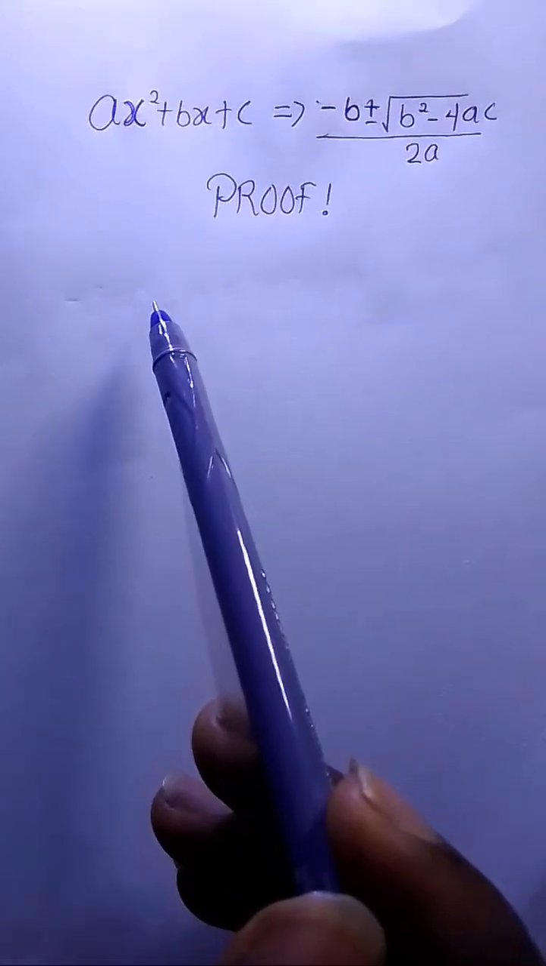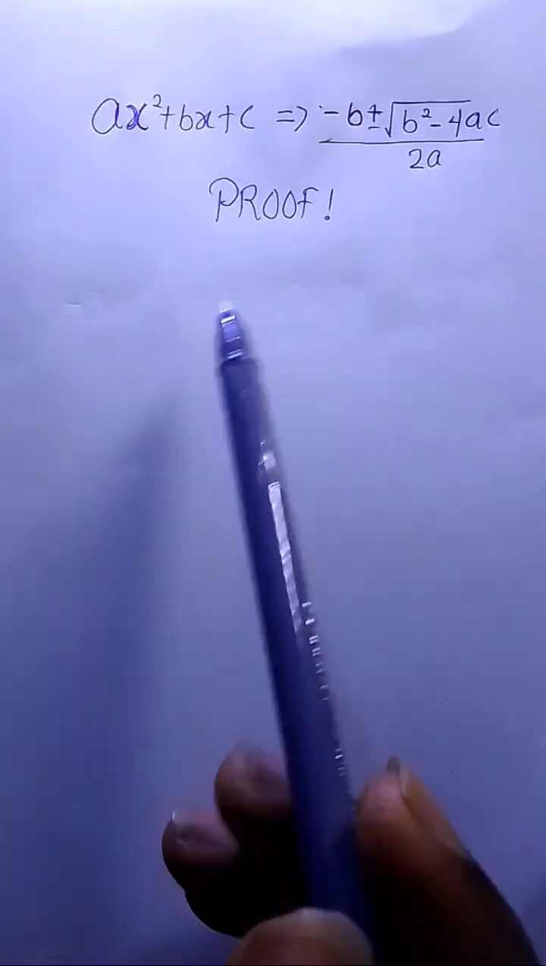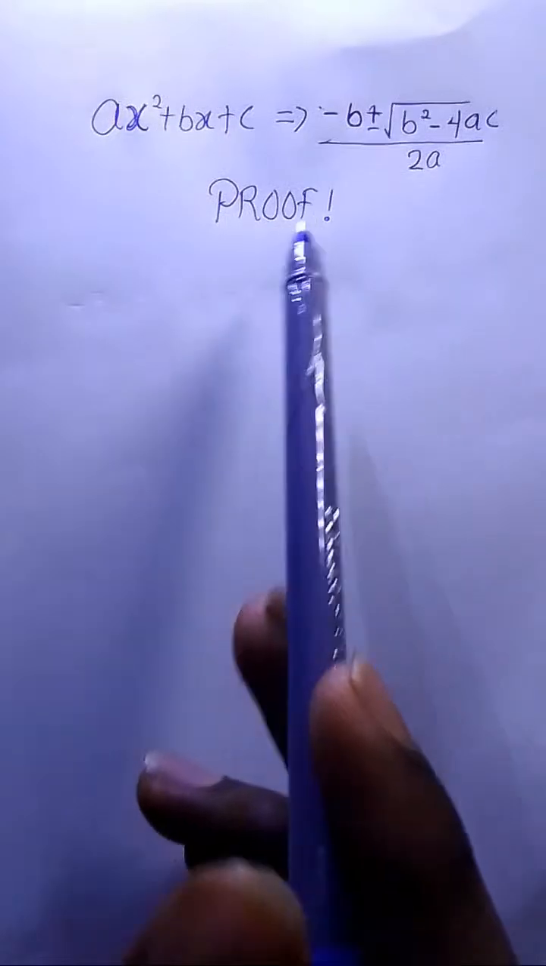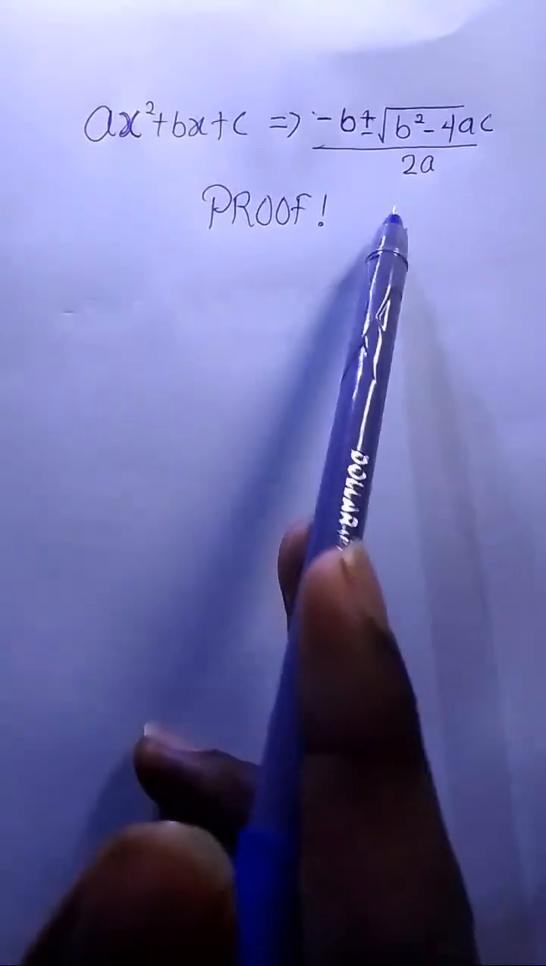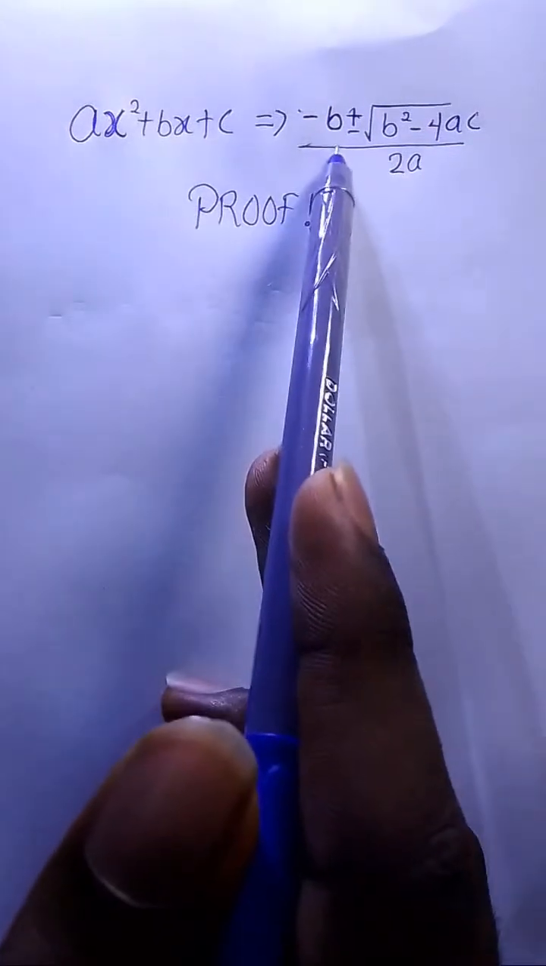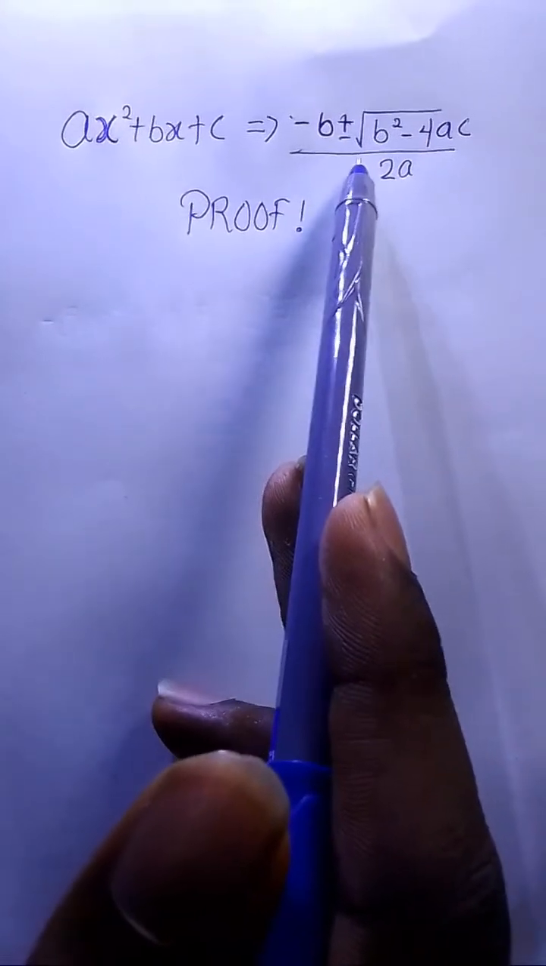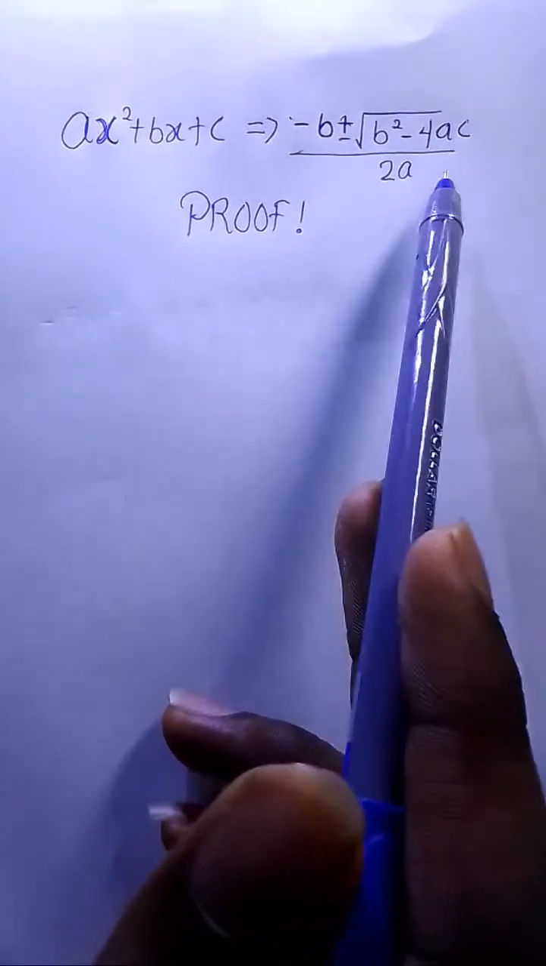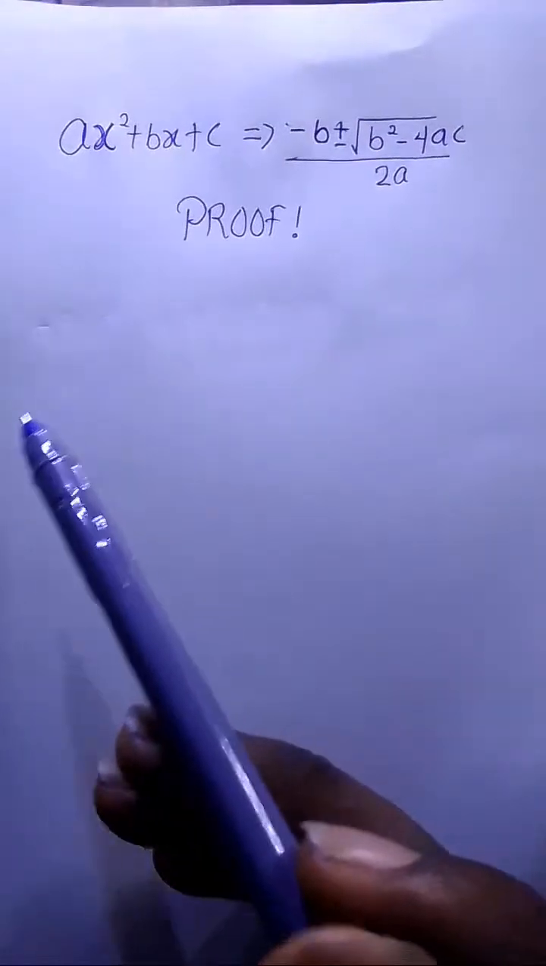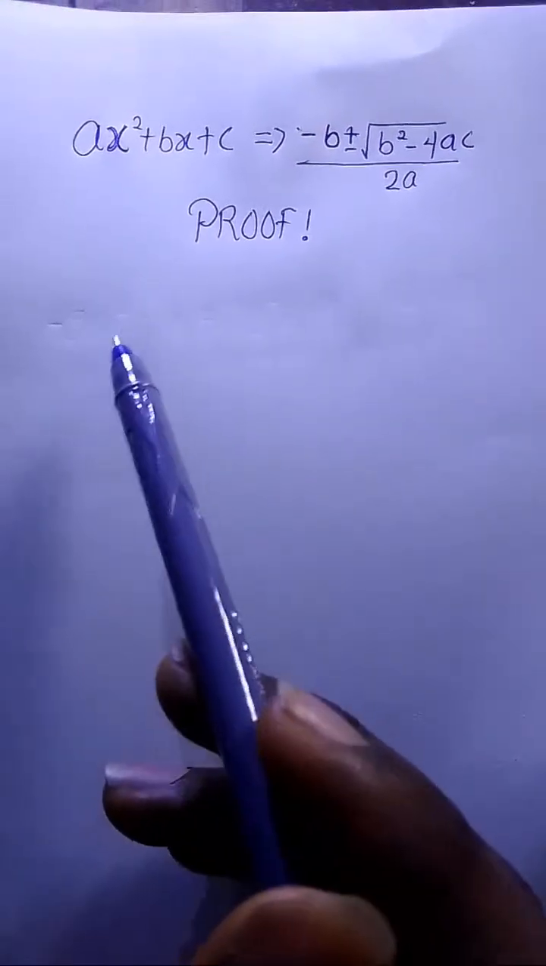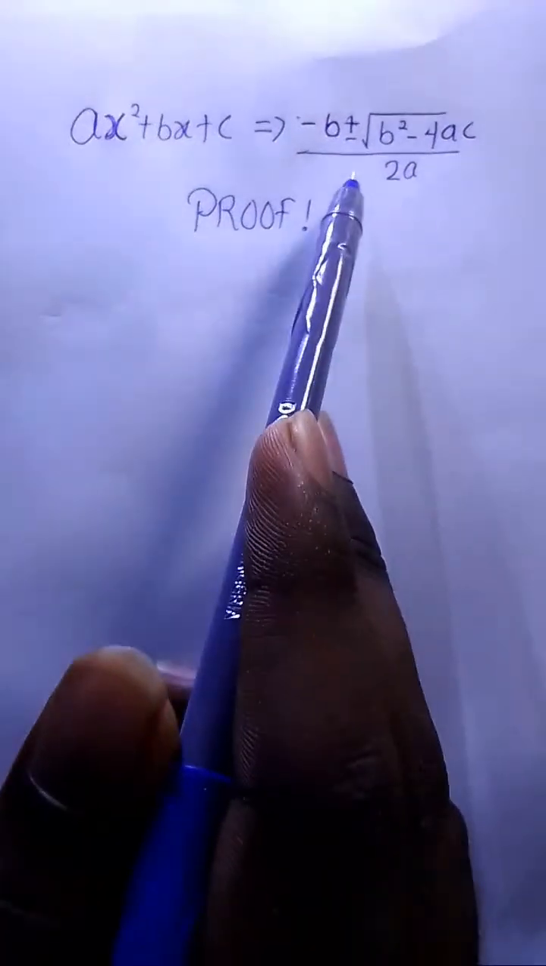Important thing to do, a very interesting thing to do. So now you must have seen the quadratic equation formula, x equals minus b plus or minus the square root of b squared minus 4ac, over 2a. Now today we are going to prove it. How does this formula come about?